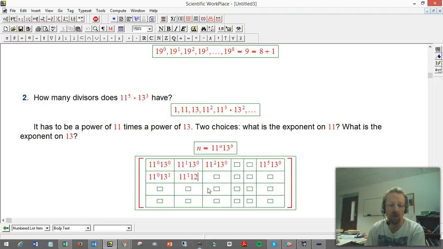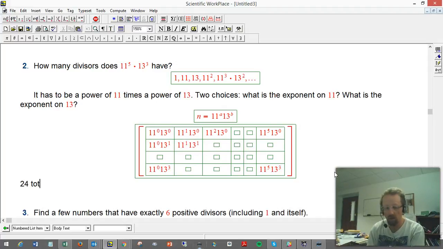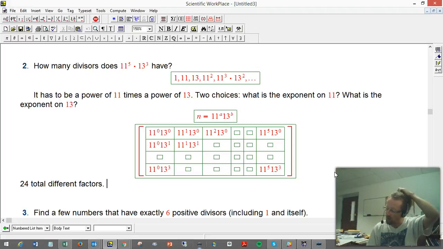11 to the 1, 13 to the 1, etc. And then down here, it'd be 11 to the 0, 13 to the 3. And here, we'd get all the way up to the number itself, 11 to the 5, 13 to the 3. Okay, so you have a grid where it's a 4 by 6 grid, so there's 24 total different factors. So we can see that counting the number of divisors becomes much easier when you think about it from the point of view of the fundamental theorem of arithmetic.